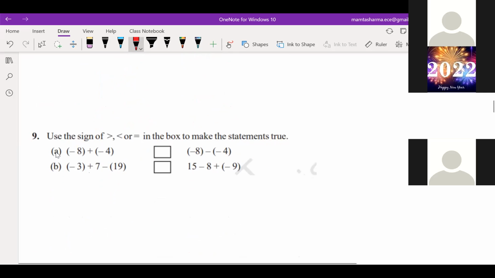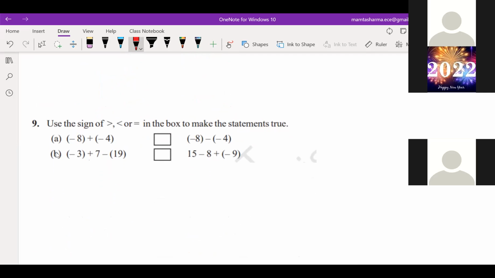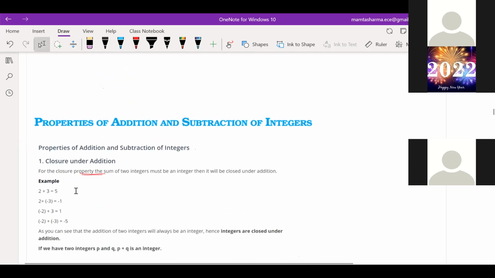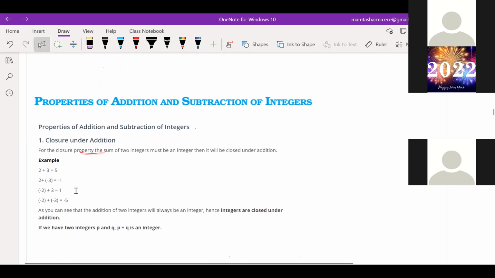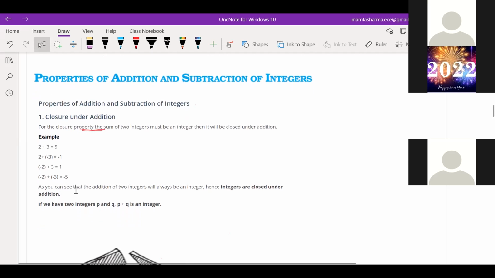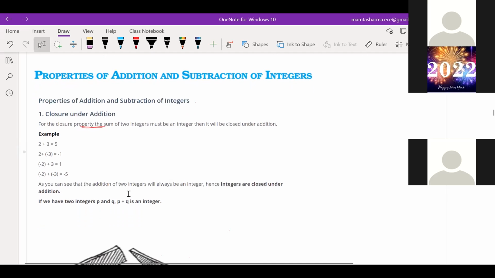We are moving to a little bit difficult questions. Ma'am, these are still not difficult, ma'am. Okay. Now the properties of addition and subtraction. We already know this. So what is the closure property? Ma'am, for example, A plus B is equal to C. Closure property is A plus B is equal to C, where A, B, C are what? Integers.